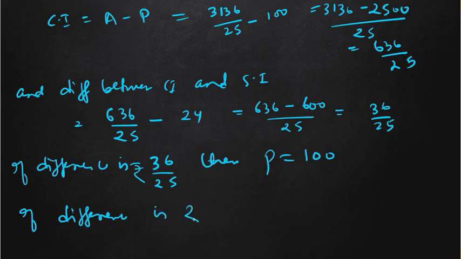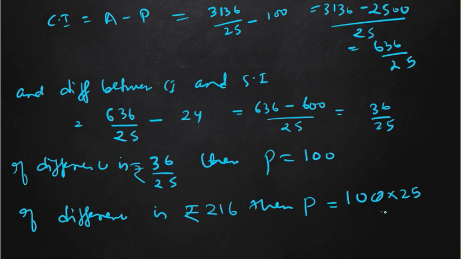So if the difference is 216, according to our question, what will be the principal? The principal will be 100 into 25 divided by 36, into 216. Have you got this? Okay, if we multiply and divide, this will be rupees 15,000. So in this way also we can calculate the answer.